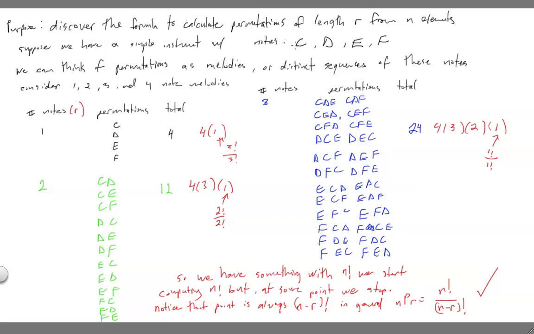Okay, and then we go on to our three-note permutations, and we do a similar sort of thing. We list out our permutations. We go C, D, E, C, D, F, we go C, E, D, C, E, F, and we list out our permutations here, and we see that there are 24 of them.